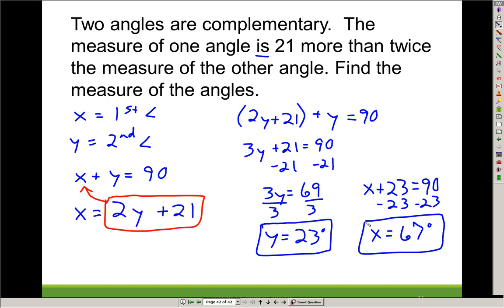So now I have the two angles. They're complementary, yes. 23 plus 67 is 90, and one of the angles is 21 more than twice the measure of the other. 2 times 23 is 46, plus 21 is 67. So both equations work. That question is done. Write each equation, use the clues in the question to write the equations, and then solve the system.